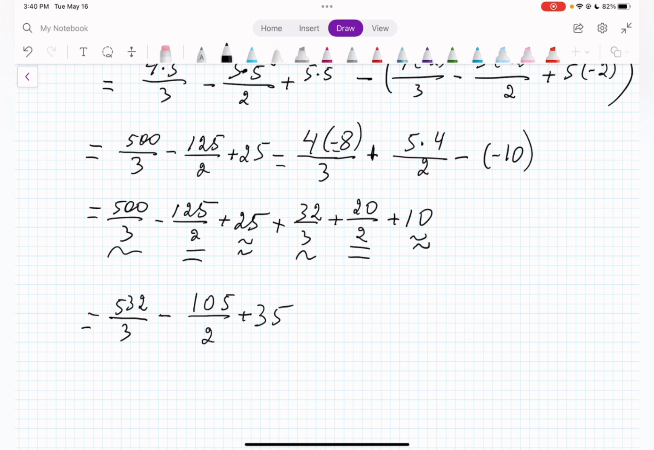Okay, so from here, what can we do? We need to combine denominators 3 and 2. Let me see. I'm doing some math. One second.